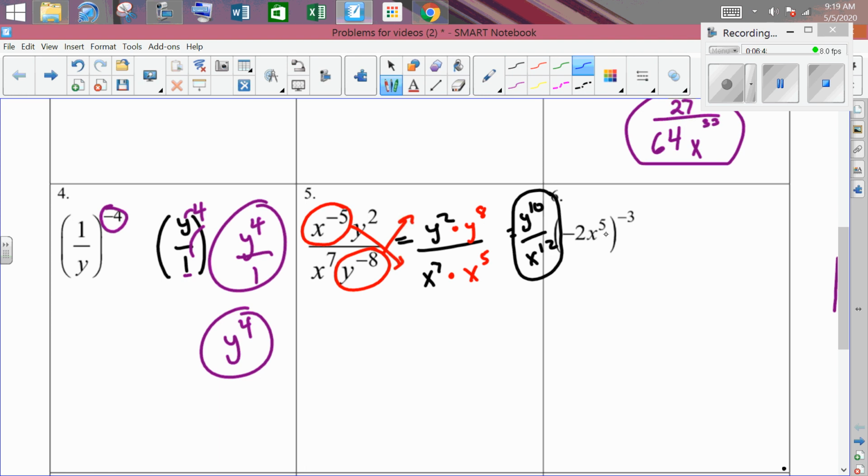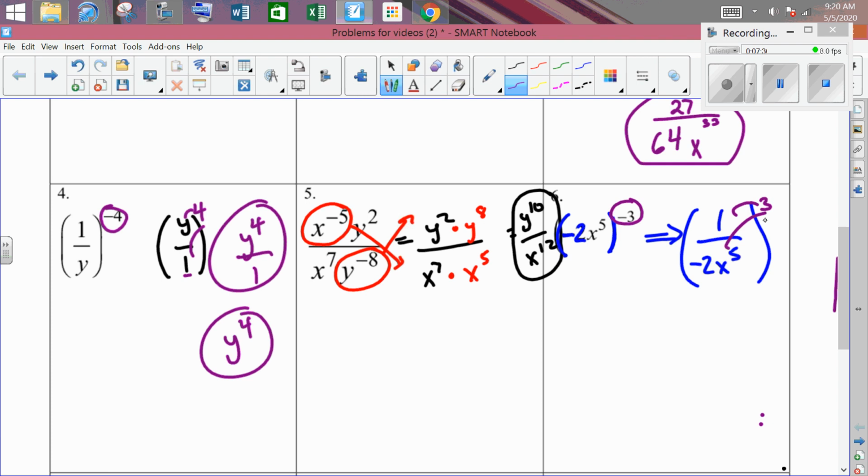Alright, here I don't have any negative exponents in the parentheses. This negative is a coefficient. We don't move negative coefficients because the exponent is still 1. So we're not moving that negative 2. So everything in the parentheses is good. However, there's a negative 3 exponent outside of the parentheses. So again, when it's a negative exponent, we take the reciprocal of the base. So this that was in the numerator now comes down to the denominator, and then I rewrite that power as positive.